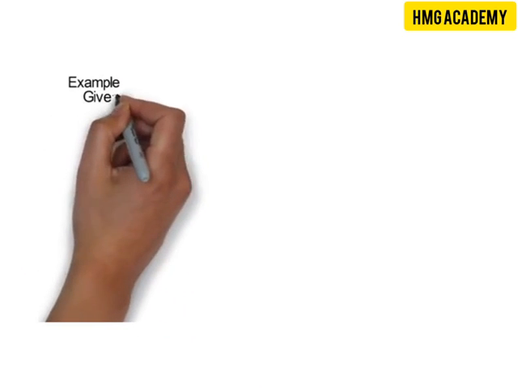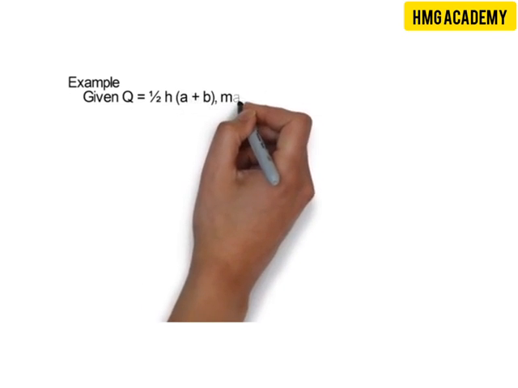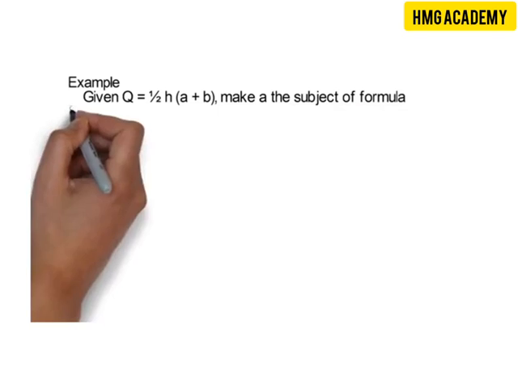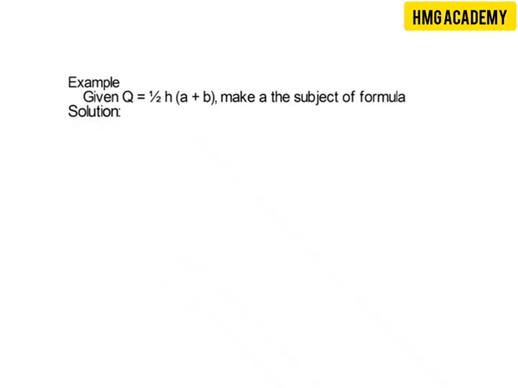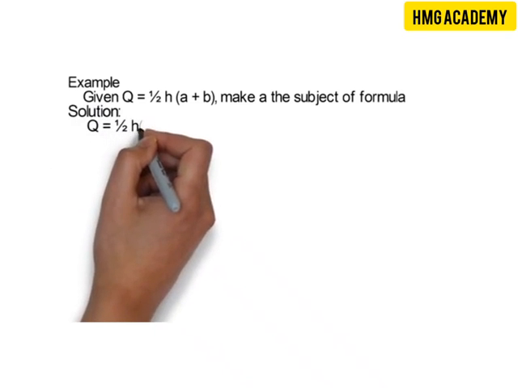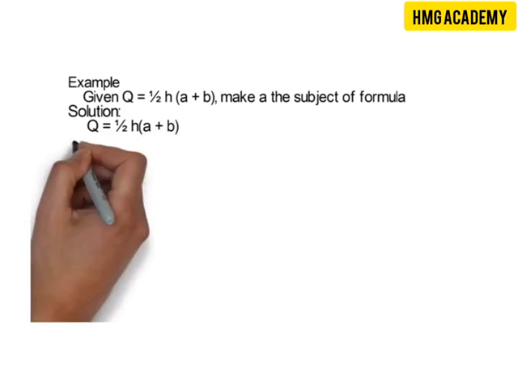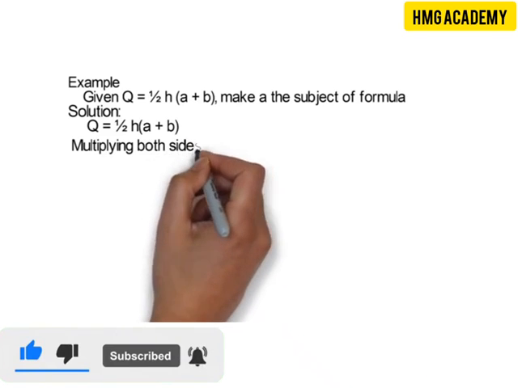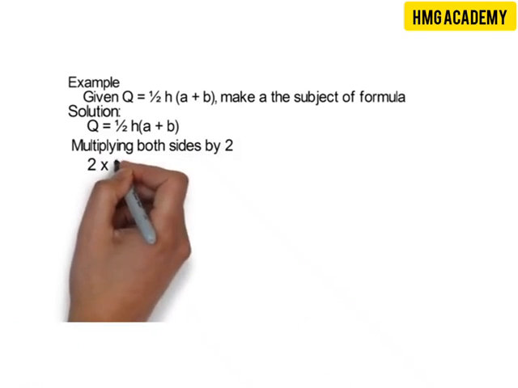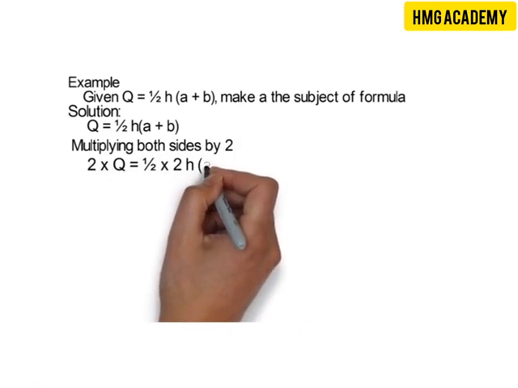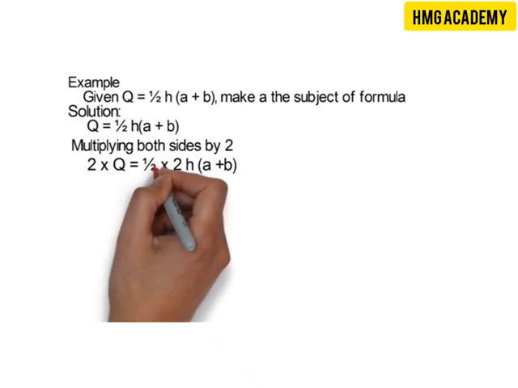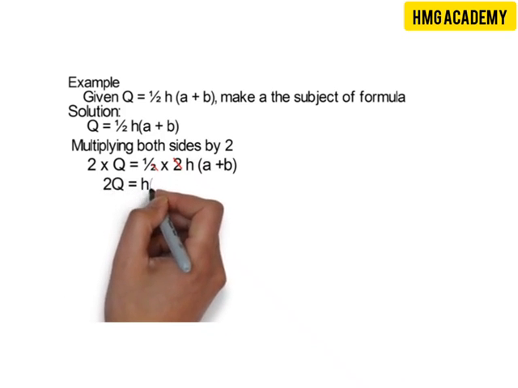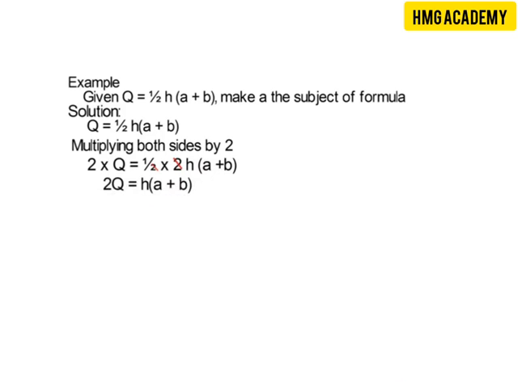Example 1. Given that Q equals 1 over 2h into bracket a plus b, make a the subject of formula. So here we have brackets, so we have to clear the bracket according to our procedure and rule. Solution. How do we clear our bracket? Firstly, we multiply both sides by 2. I have 2 times q equals 1 over 2 times 2h into bracket a plus b. So we are eliminating the fraction here. So 1 over 2 cancels out 2. Get that? So I'm left with 2q equals h into bracket a plus b.